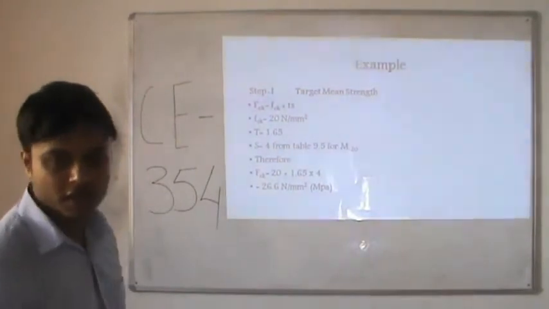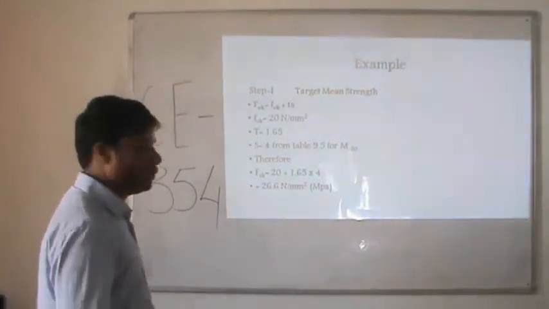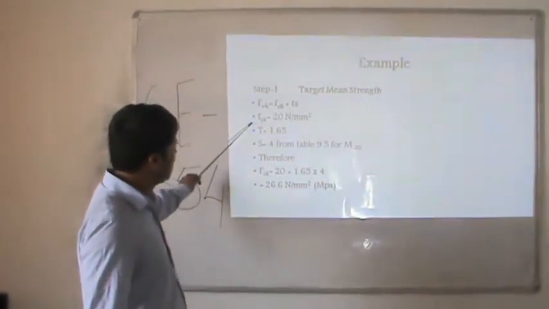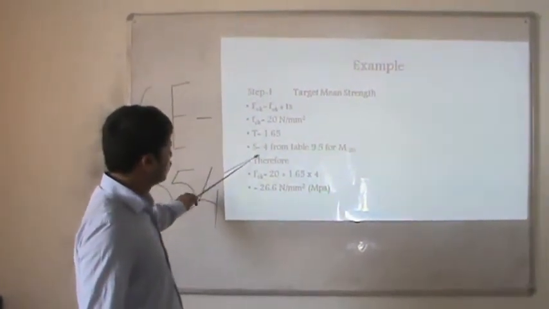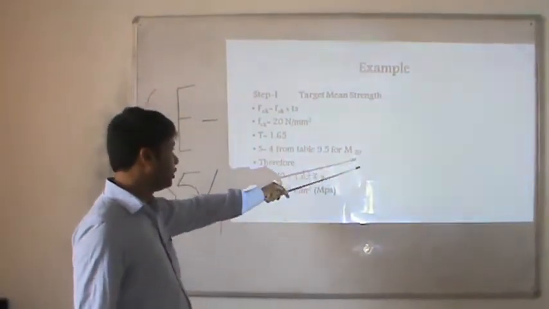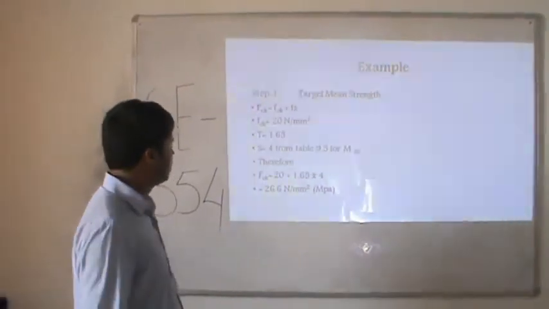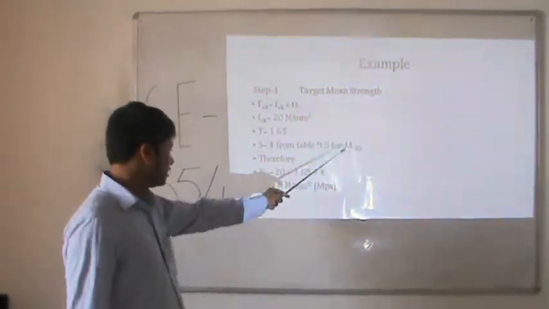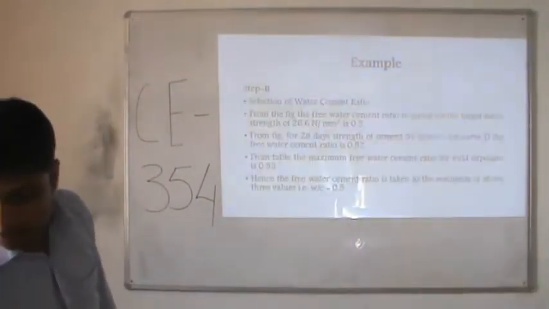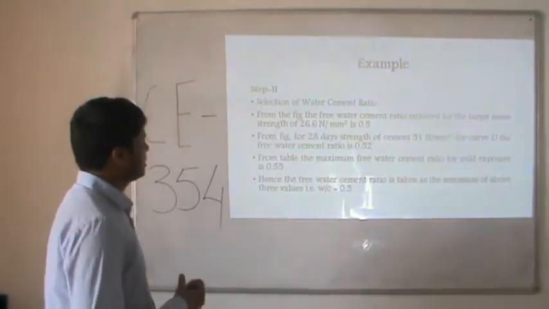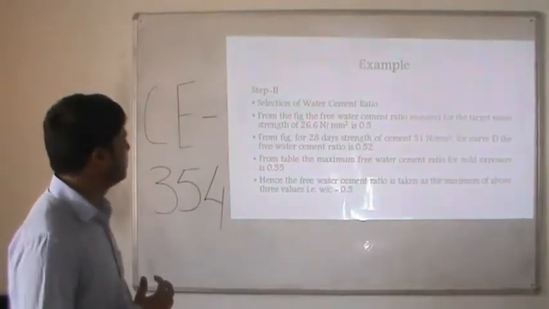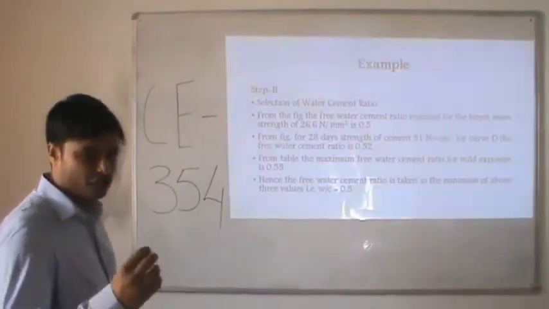We have told you step 1, target mean strength. This formula will apply: fck is given, t is given, s equals 4 from the table, we will take 5.5 which is shown in the slide for M20, because we are going for M20. Therefore, the target mean strength of M20 will be 26.6 N/mm². Step 2 will be selection of water cement ratio. From the figure, the free water cement ratio required for the target mean strength of 26.6 N/mm² is 0.5.